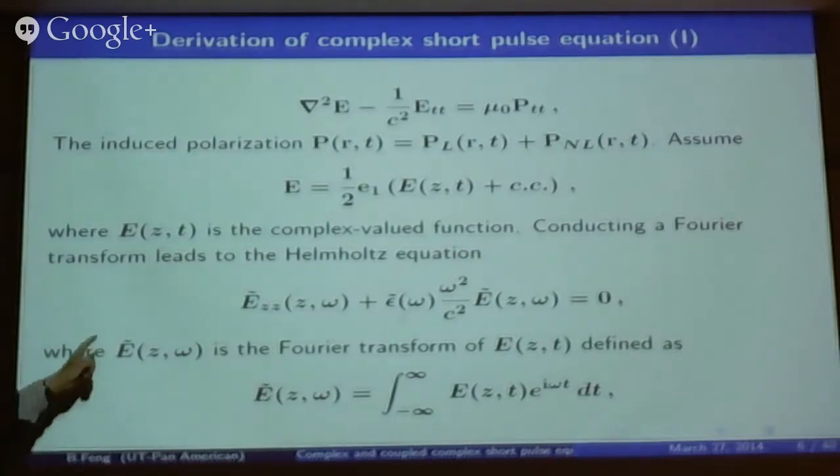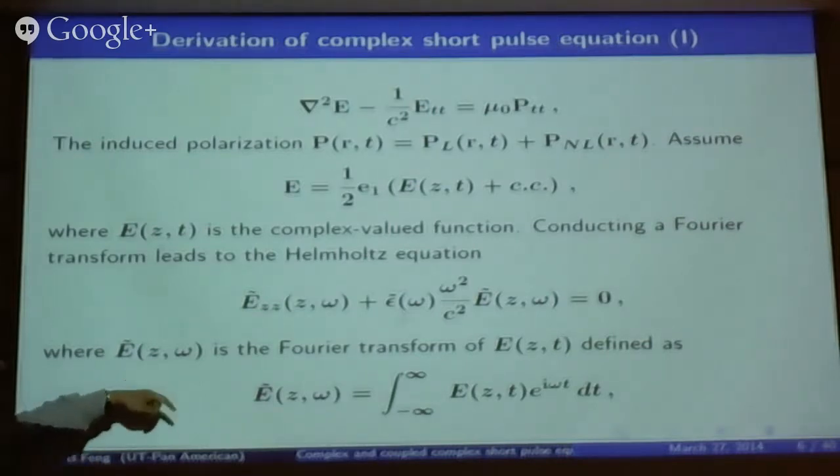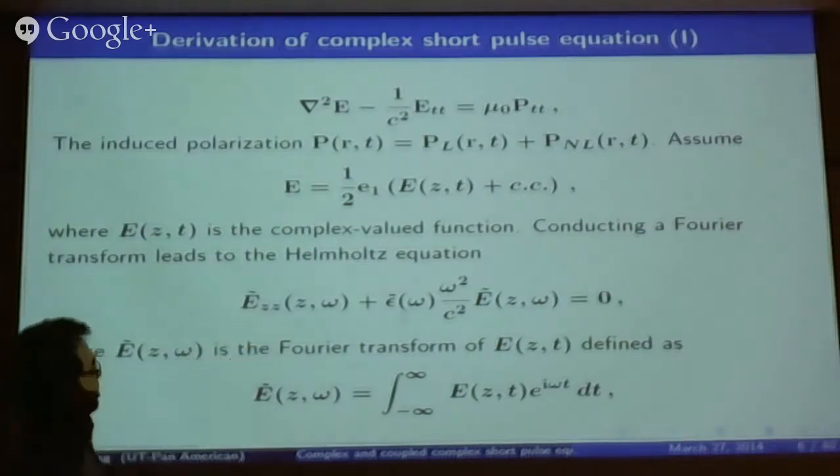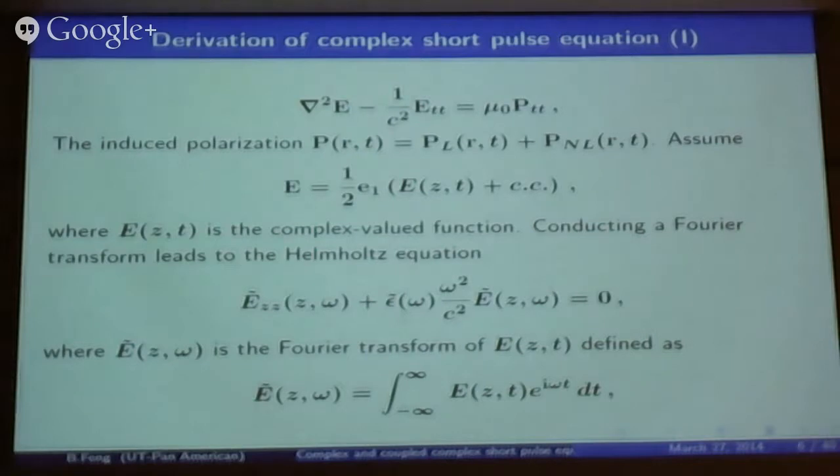But here, E is a complex valued function, so that c.c. means the complex conjugate, which is normal when we describe the propagation of a wave packet. Then we conduct the Fourier transform of that wave equation, and we just consider the one-dimensional case, which is the case for the propagation of the optical pulse along the fibers. And then we come up with this equation. And here E tilde is the Fourier transform of the electric field. Okay, here we apply the Fourier transform.